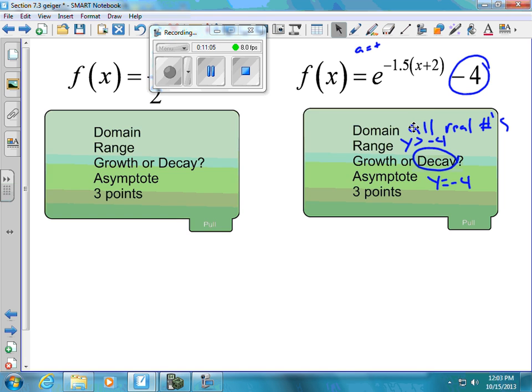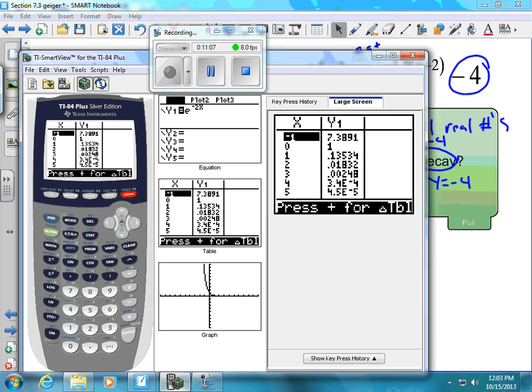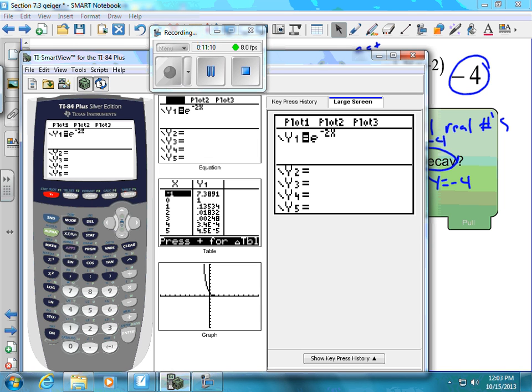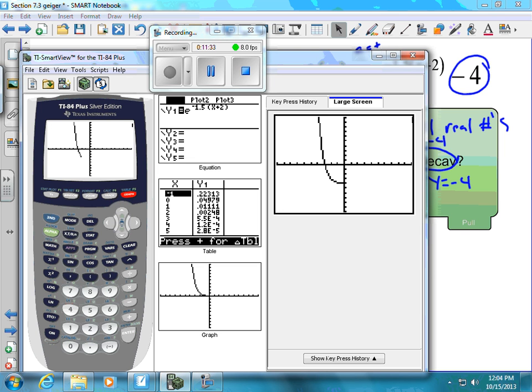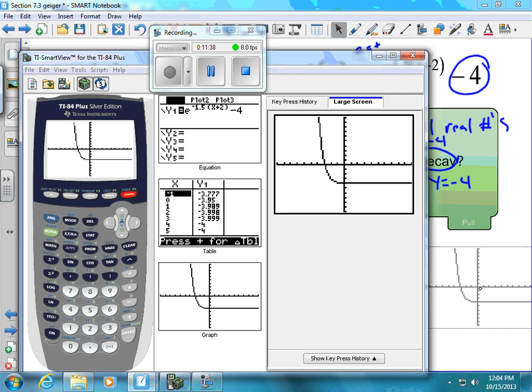Let's graph this equation. Y equals, see if we can get this to work a little more effectively this time, e to the negative 1.5 times x plus 2, and then minus 4. I think we got it, and we're going to graph, and I think everything matches up with what we said it was going to look like.